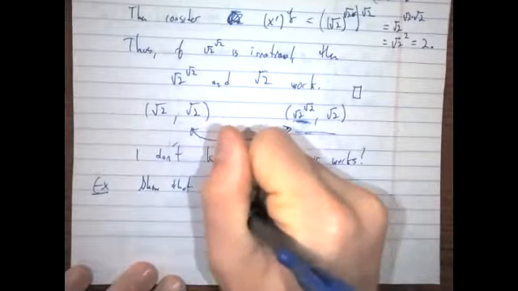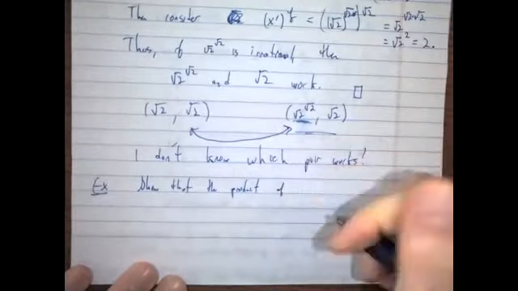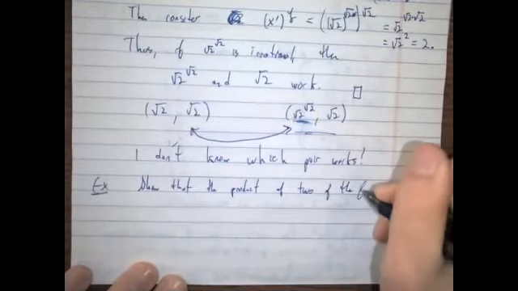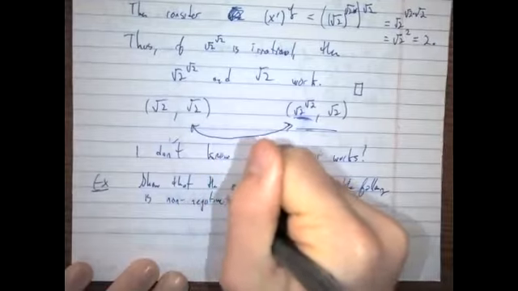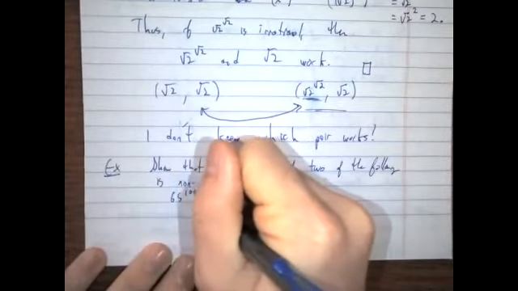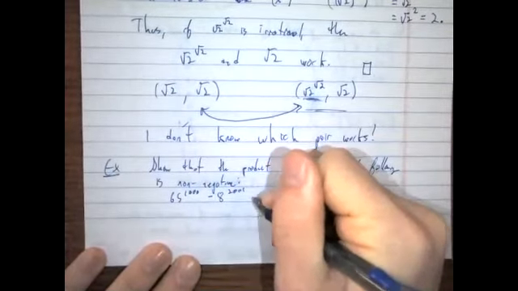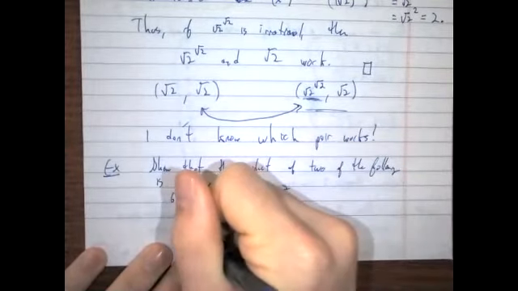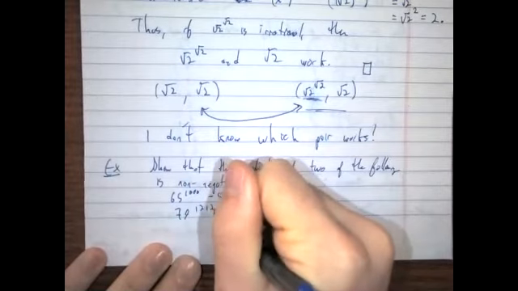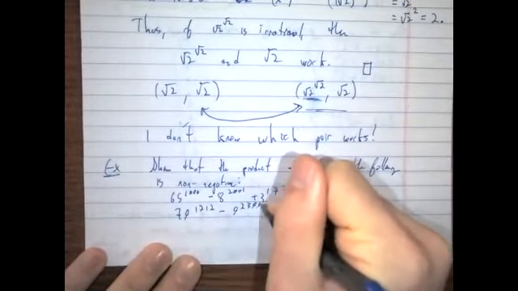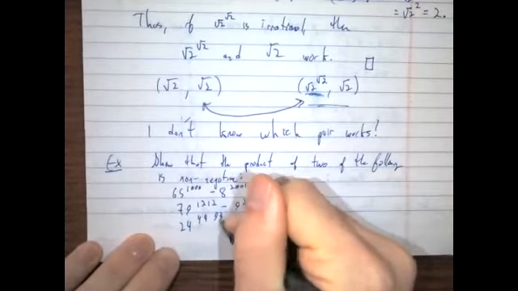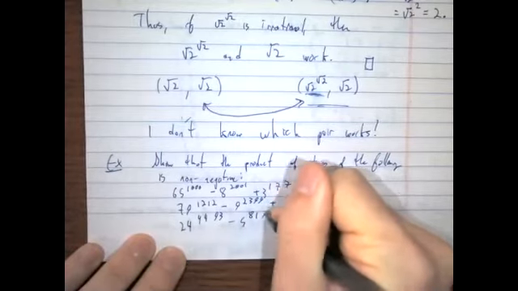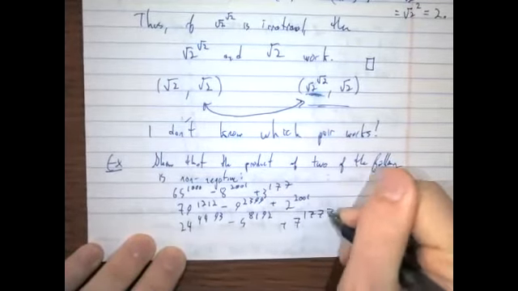This one's easier to kind of see. Show that the product of two of the following is non-negative: 65 to the 1000 minus 8 to the 2001 plus 3 to the 177; 79 to the 1212 minus 9 to the 2399 plus 2 to the 2001; and 24 to the 4493 minus 5 to the 8192 plus 7 to the 1777.